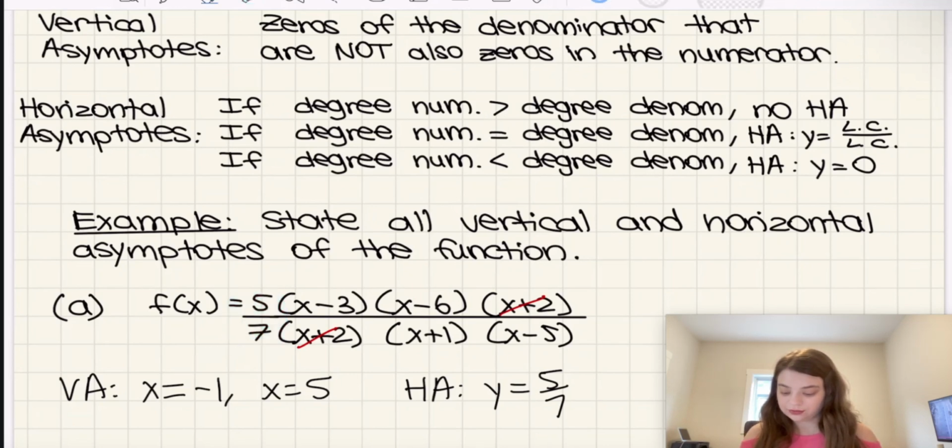So therefore, there are 3 asymptotes in part A. For vertical asymptotes, there's x equals -1 and x equals 5. And for horizontal asymptotes, there's just the one, and it's y equals 5 over 7.